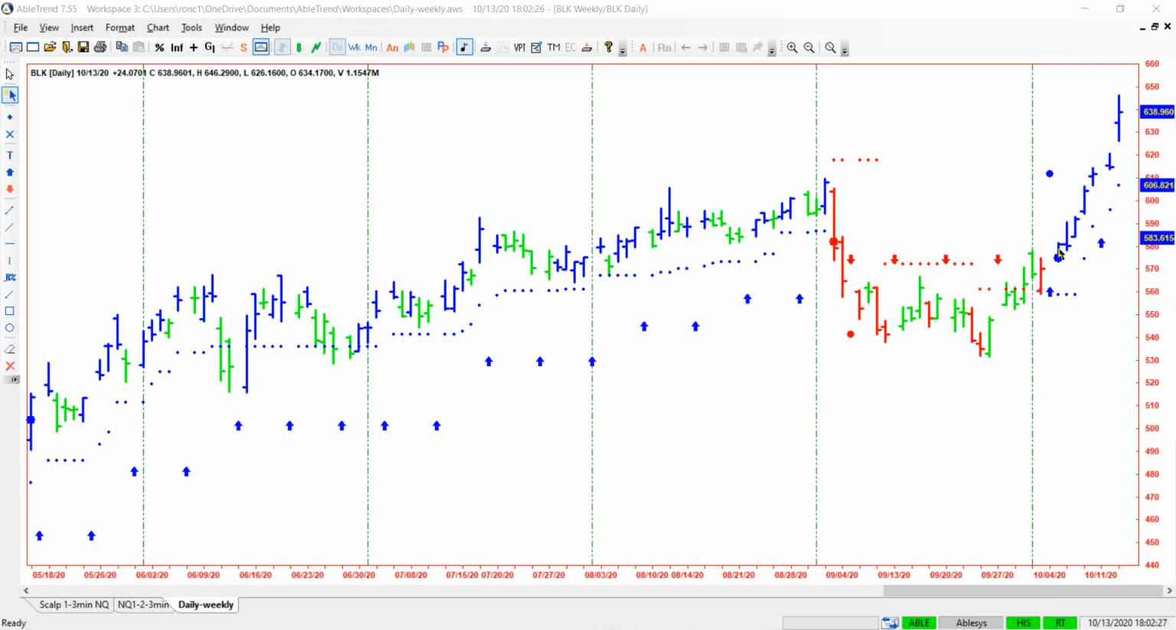At 580, we bought this here on BLK. This is BlackRock. And this was also on WinTick, 1, 2, 3, 4, 5, 6, 7 trading days ago.